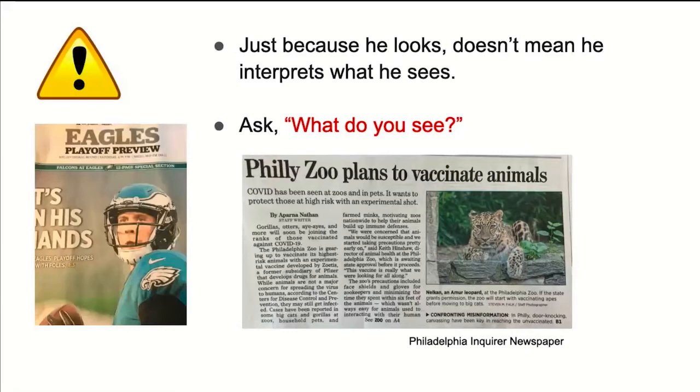Just because he looks doesn't mean he interprets what he sees. We all need to really understand this. Please ask, what do you see? Not, what is this? So on the left-hand image, that was my first big aha. When I asked River, what do you see? His answer, a man in jail. That really caught my attention.